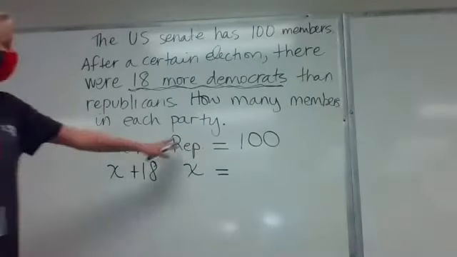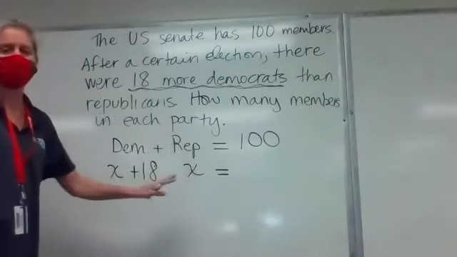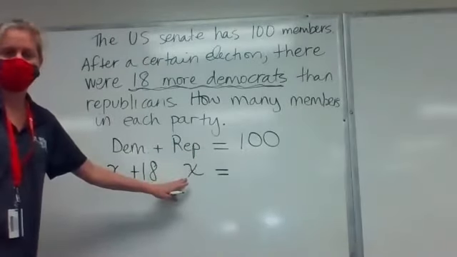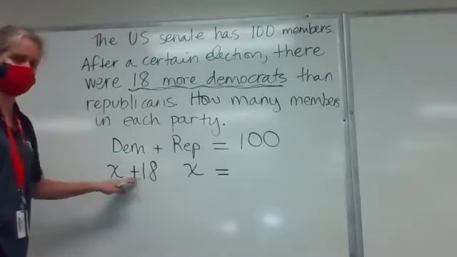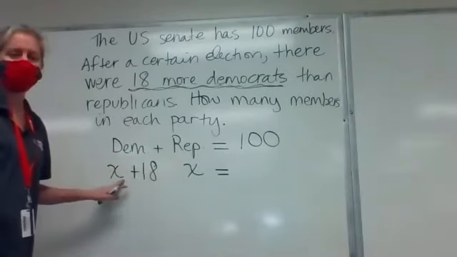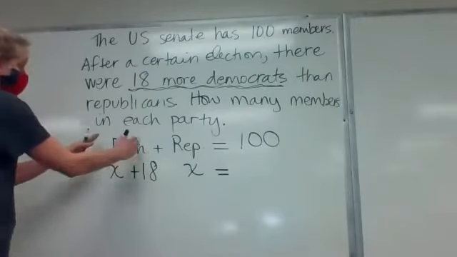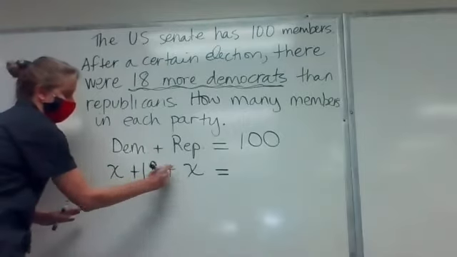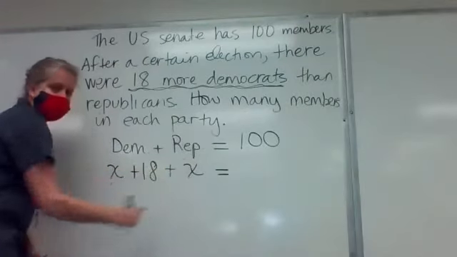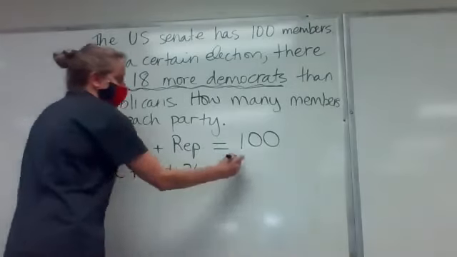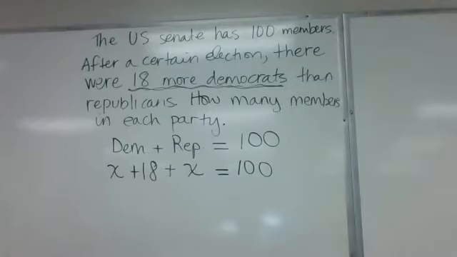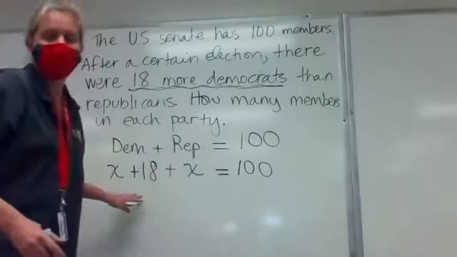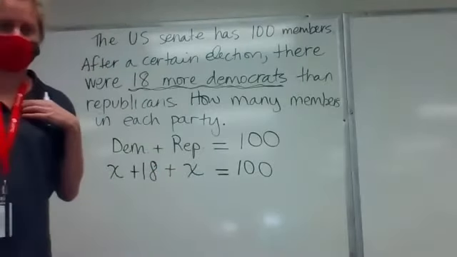So you see what I've done? I've named the Republicans X because it doesn't tell me anything about those. I don't know anything about it. But I do know that the Democrats have 18 more than whatever that unknown number is. And I know that the number of Democrats added to the number of Republicans has to equal 100, right? Because Democrats and Republicans added together gives me 100. Well, look what I've done. I've created this equation that now I can solve for X.